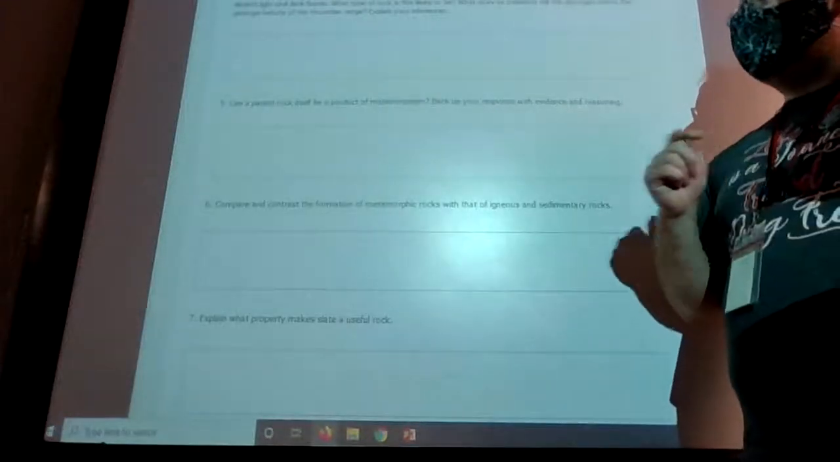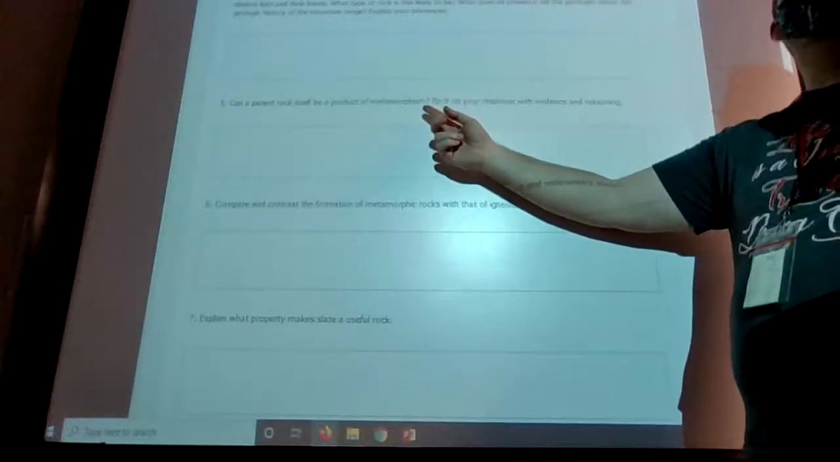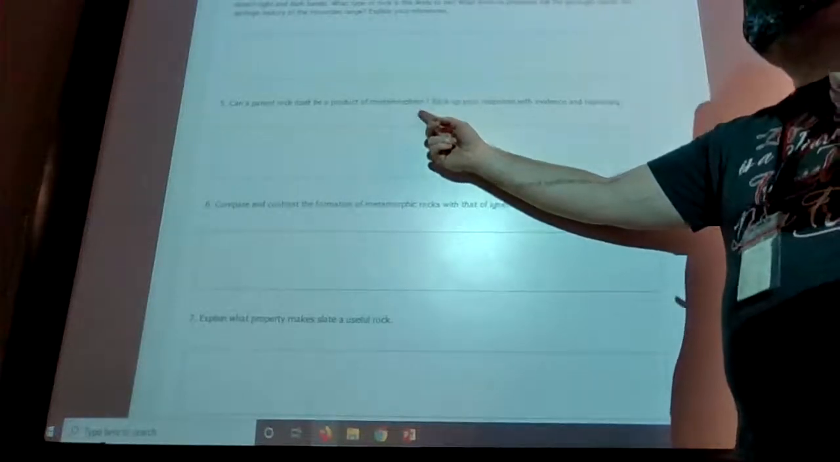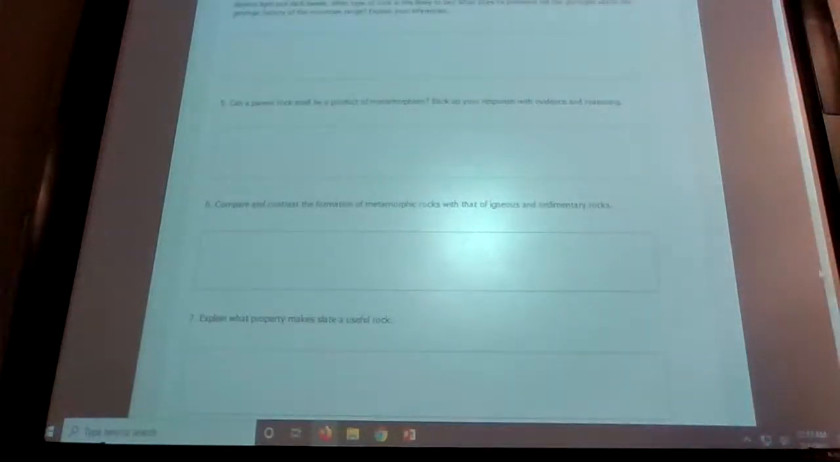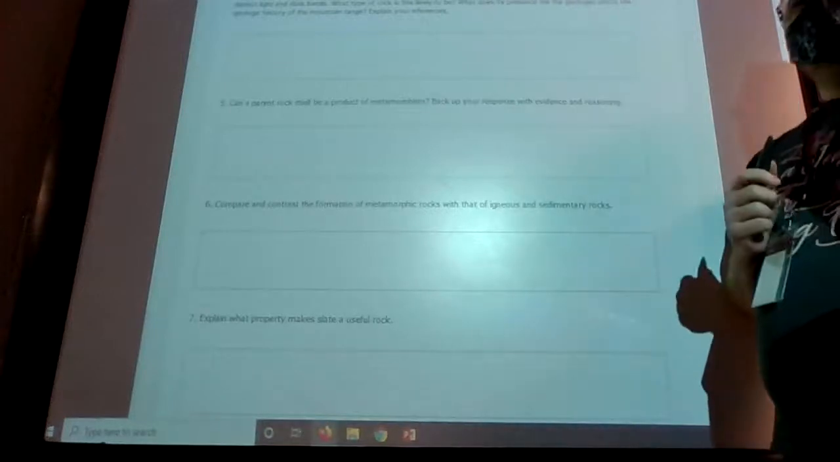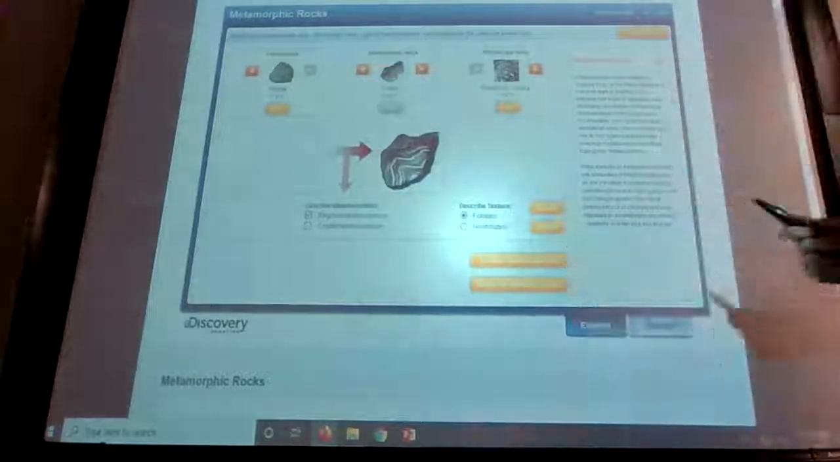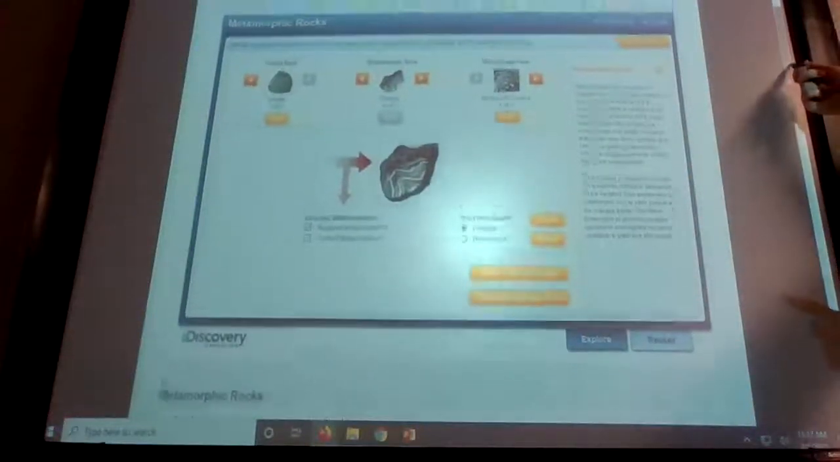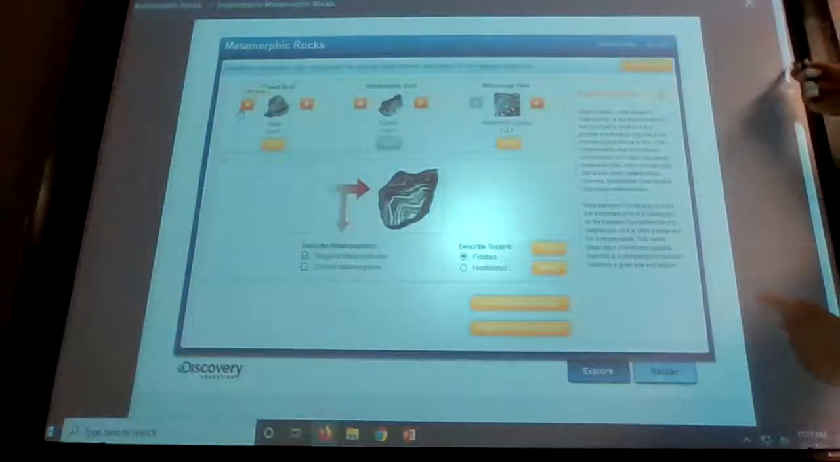So can a parent rock itself be a product of metamorphism? Yes, all it needs is heat and pressure. Don't just write yes. At least write something about heat and pressure. Back up your response with evidence and reasoning. I don't know. Let's tell them that I found a rock cycle chart that shows that metamorphic rocks can be remetamorphosed, and in the exploration it shows me 3 examples: phyllite, schist, and slate. Yes, all listed as parent rocks, but are metamorphic rocks.